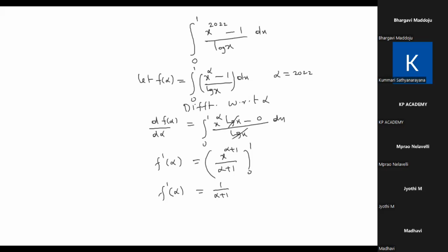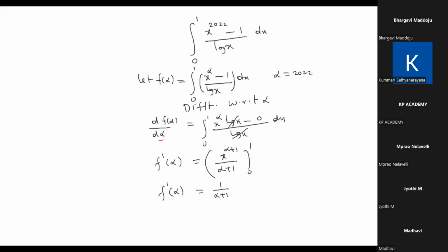Do we also need to differentiate the denominator? With respect to alpha, log x is constant. How do we differentiate the denominator with respect to alpha? So 1 by log x is constant. Yes, sir, correct. Now f dash alpha is 1 by alpha plus 1.